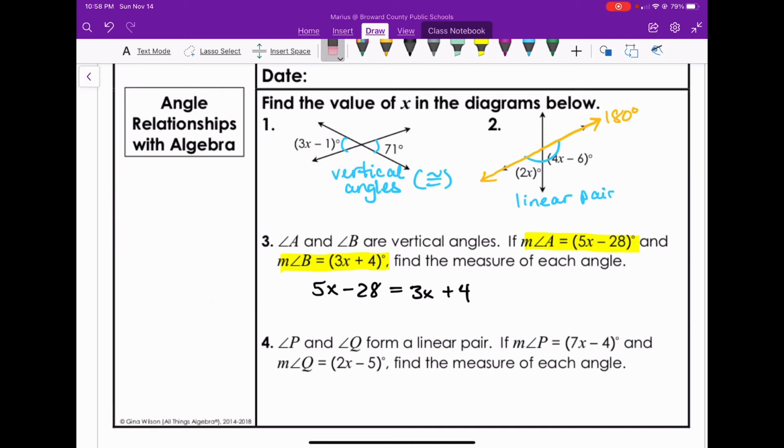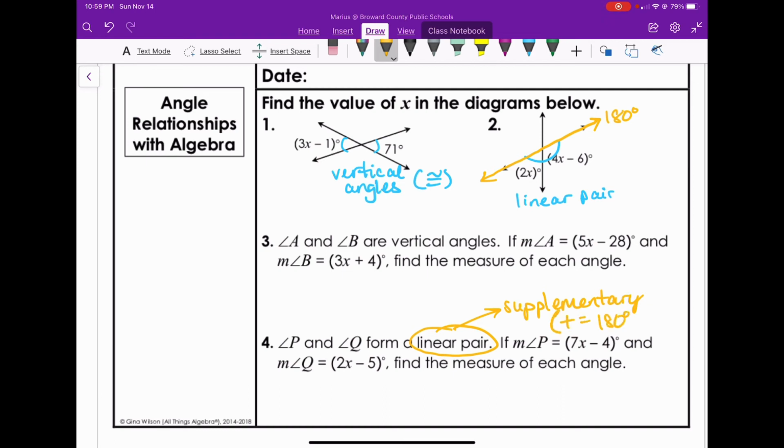Number 4 reads, angle P and angle Q form a linear pair. So, linear pair, we have to know that they're supplementary, all right? And what does supplementary mean? That they add to equal 180 degrees. So, for number 4, angle P and angle Q, and they tell us the measure of each one.